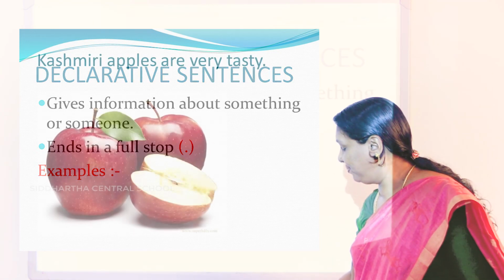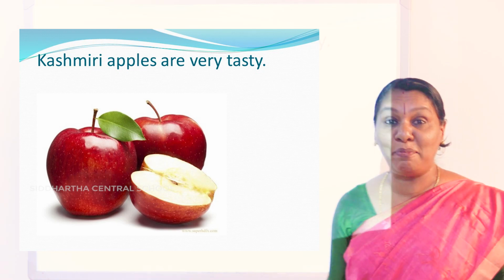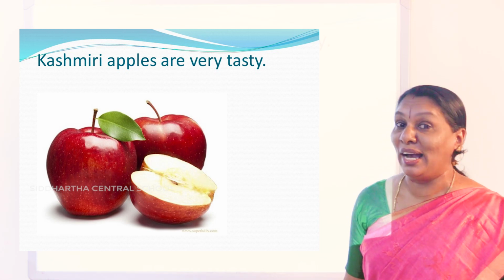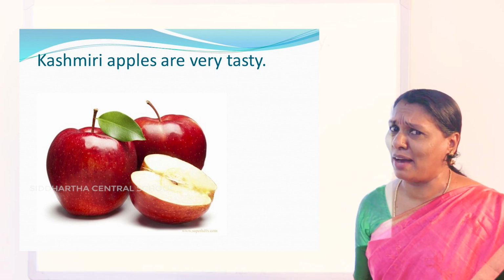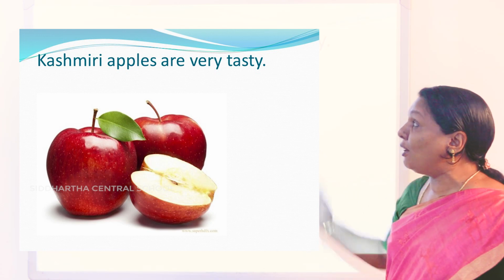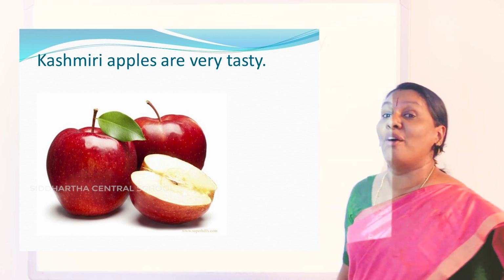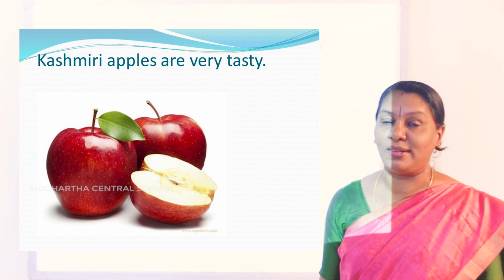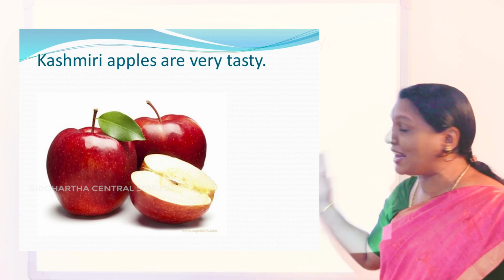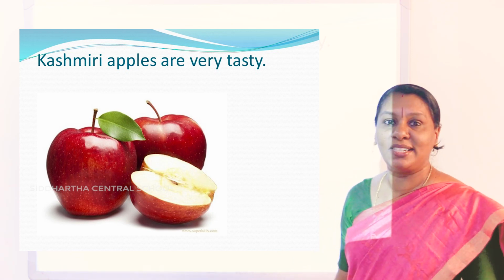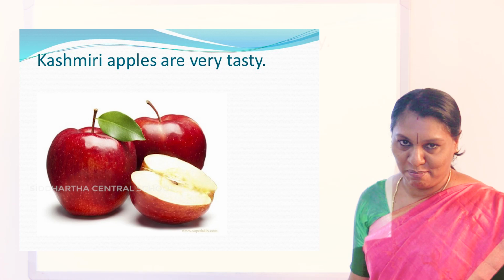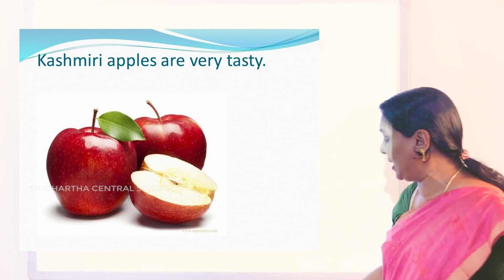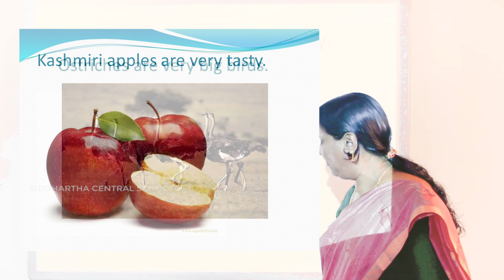Some examples are, look at this very beautiful picture. What is it? Apples. You have apples, right? And you like it. What if it is Kashmiri apples? They are really tasty. Look at the sentence. Kashmiri apples are very tasty. This gives us the information that Kashmiri apples are very tasty. Look at this. I have started with the capital letter and I have given a full stop as punctuation because this gives us information about something. Let us move on to the next example.